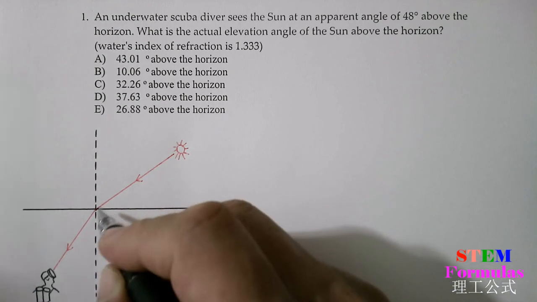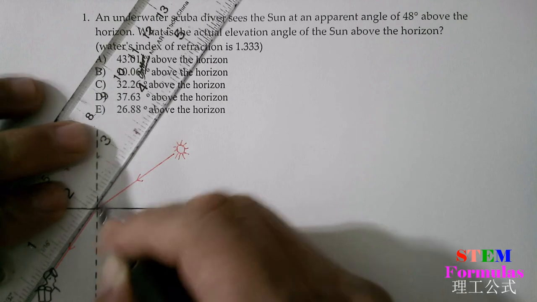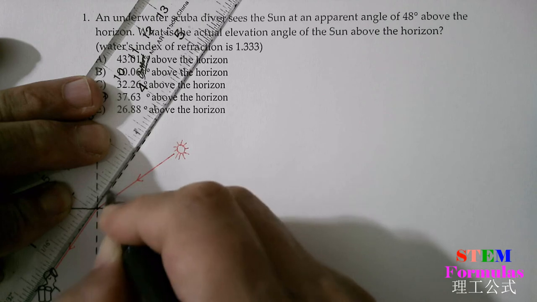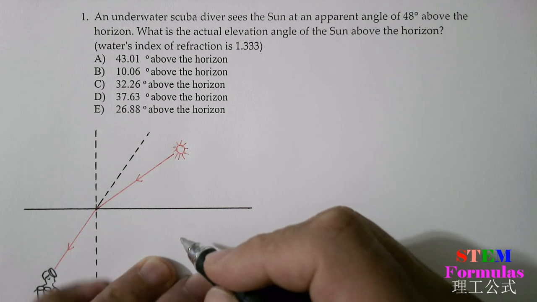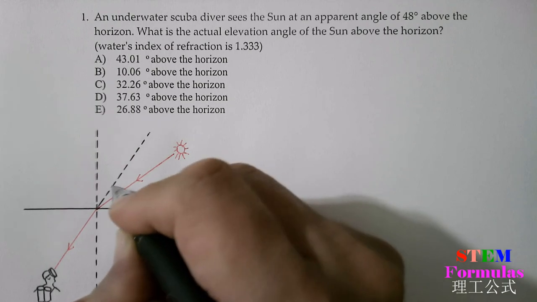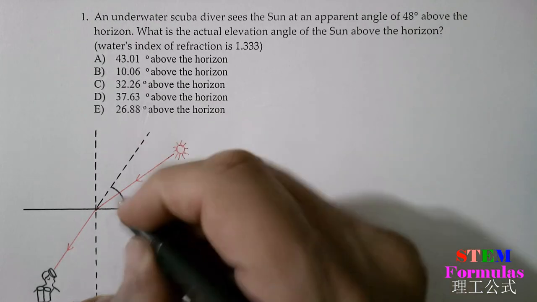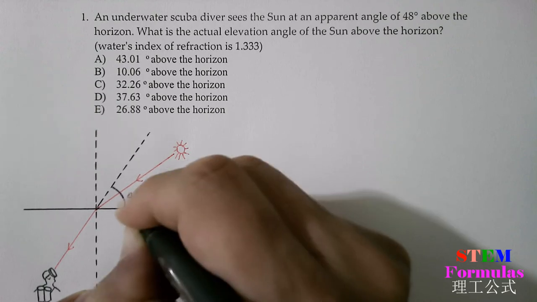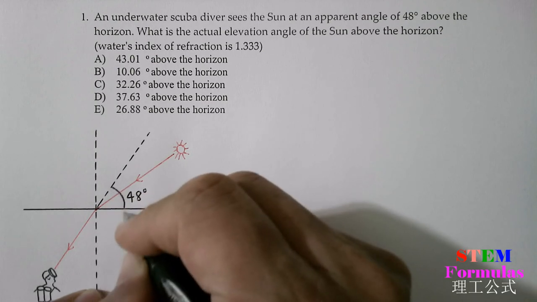Now, but he sees as if the sunlight is coming from this line. This line. This angle is 48 degrees above the horizon. This angle is 48 degrees. But here, the drawing is not in proportion. But anyway, this angle is 48 degrees.